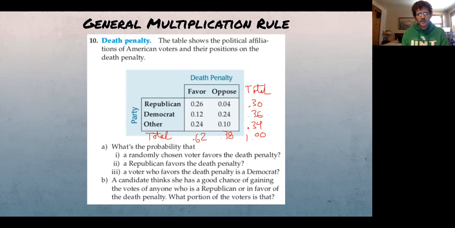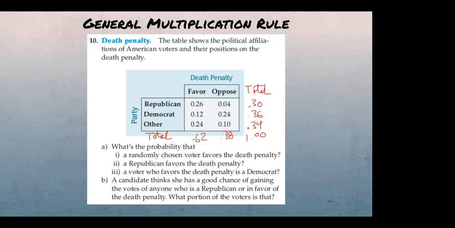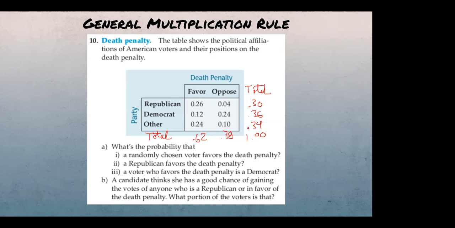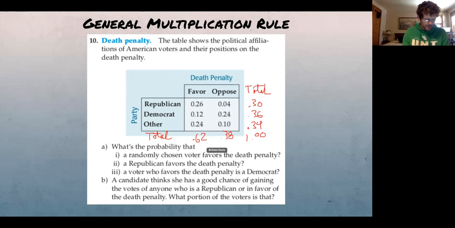What's the probability that a randomly chosen voter prefers the death penalty? .38. Oh, prefers it? Yeah, prefers it, yeah. 0.62. You got it, 0.62. Yeah, so favor, we're looking at the total right there. Very good. I'll go ahead and write it down.